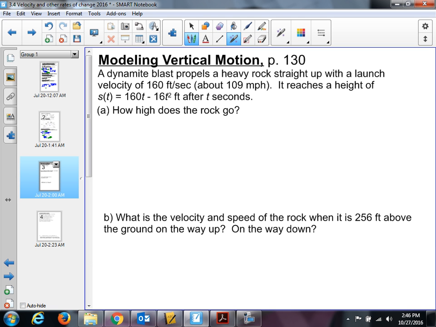Well, this is a position function, right? So how high does the rock go? How do we figure that out? What's the speed of the rock at its highest spot? 0. So you have to find the velocity function, set it equal to 0, then you'll have the time, right? And then you can plug that into the position function.